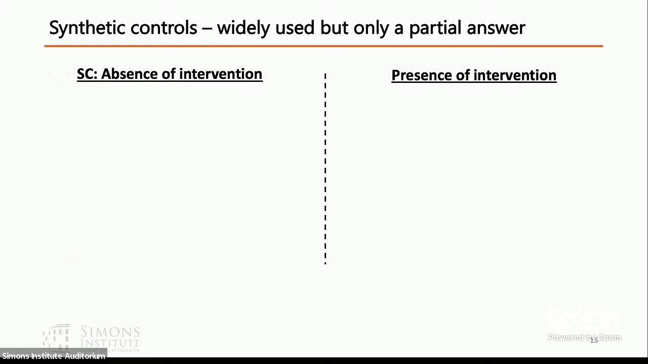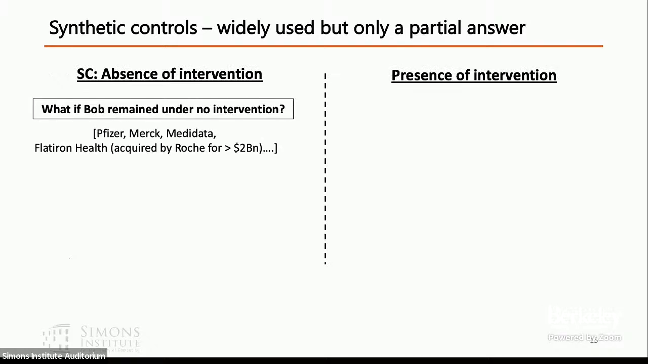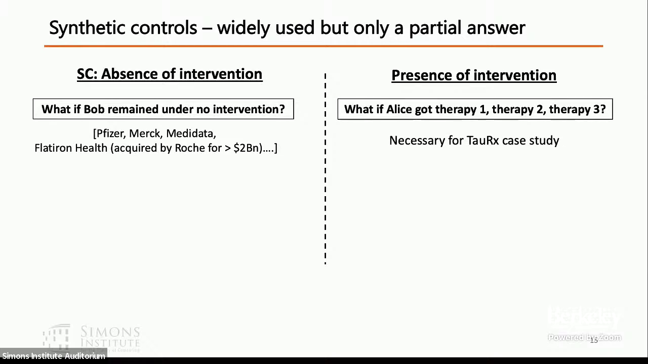So synthetic controls, before I tell you about synthetic interventions, let me tell you a little bit more about synthetic controls. It's actually gotten a lot of popularity within healthcare itself. The notion of synthetic control arms is now being used, for example, by Pfizer, by Merck, by Medidata. Flatiron Health is a company that specializes in building these synthetic control arms for oncology. And the FDA is getting more okay with using these kinds of techniques because keeping people on placebo is essentially a death warrant for them. The FDA is more open to statistical techniques. But what it can't answer, for example, is what if Alice got therapy 1, 2, or 3, which is necessary for the Tau case study.